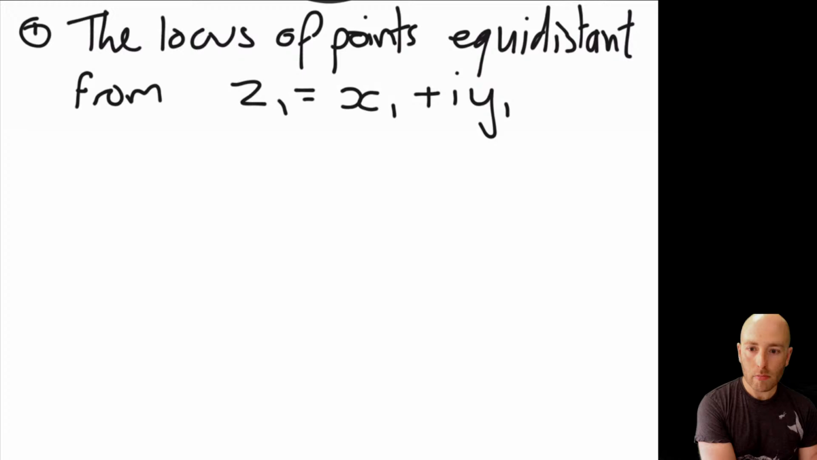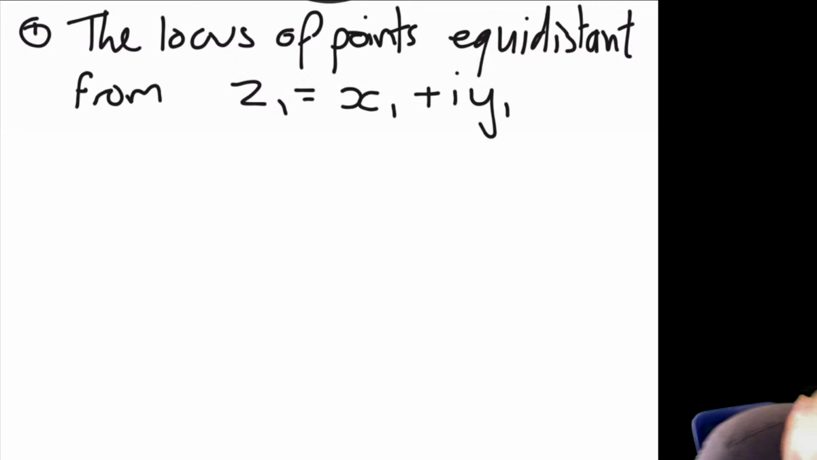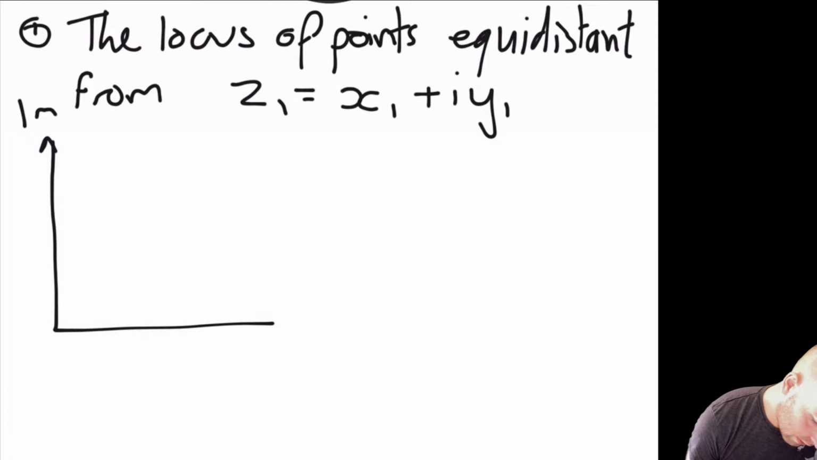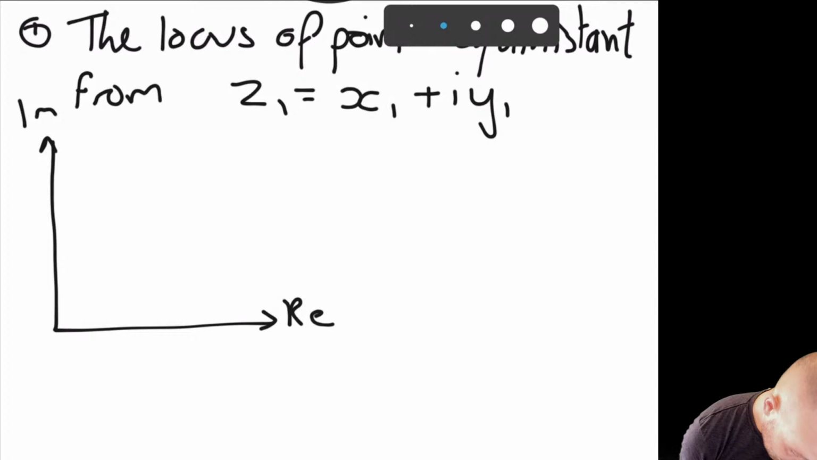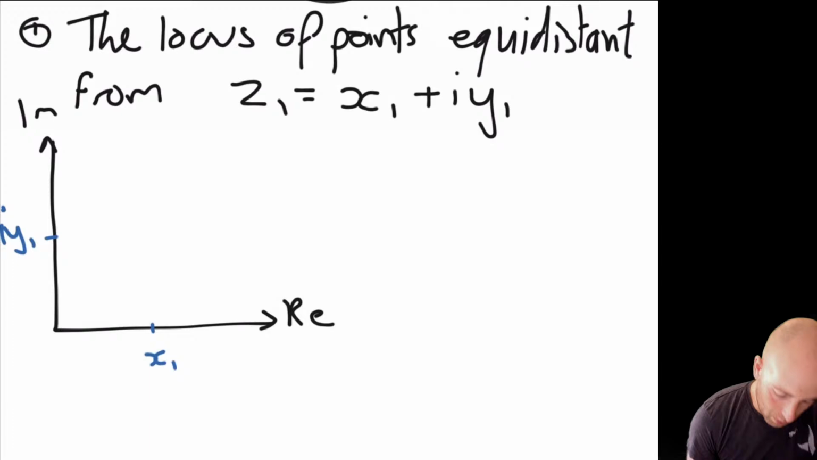Alright, so yeah, locus of points equidistant from z1 equals x1 plus i y1. So if I draw this on an Argand diagram, got our imaginary axis, got our real axis. I'm only going to draw the positive because we're looking at positive complex numbers anyway. So z1 is x1 in the real direction, and i y1 in the imaginary. So there's our value z1.